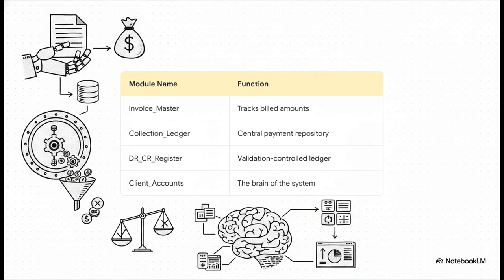Third, the DRCR Register. This is a strict validation-controlled ledger for recording sales returns, discounts, and penalties. And finally, Client Accounts. This is the absolute brain of the system. It takes data from the other 3 modules to auto-calculate opening balances, net invoiced, and total received, and it instantly categorizes the final amount into pending or advance.